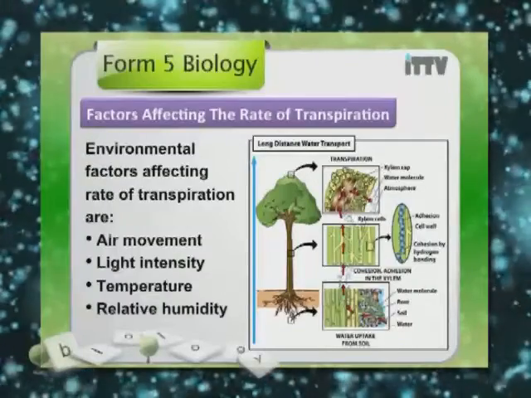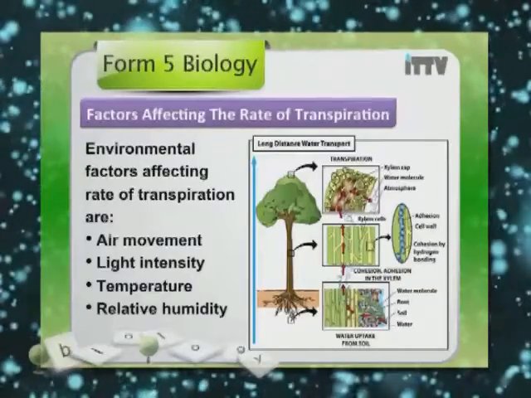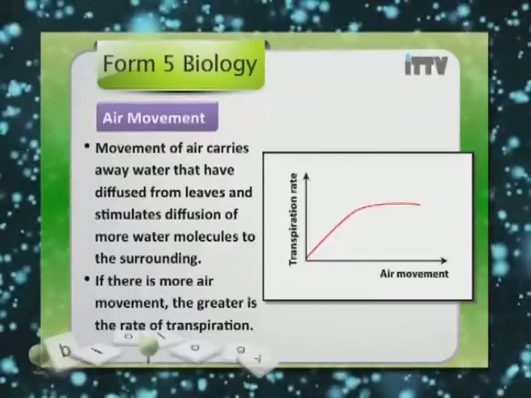Now, so anyway, let's move on to something else, okay? Let's look at factors affecting the rate of transpiration. Now, there are environmental factors affecting rate of transpiration, and they would be air movement, light intensity, temperature, and relative humidity. So let's look at each factor in detail. Now, air movement, the first factor that affects the rate of transpiration.